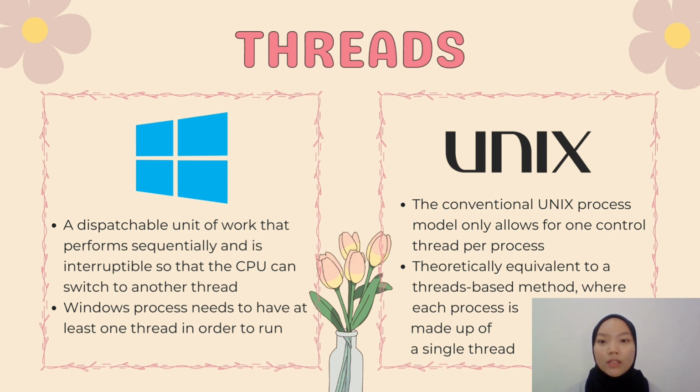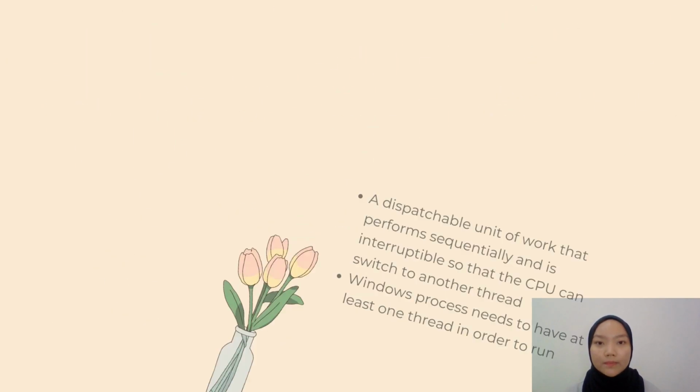On the other hand, the conventional Unix process model only allows for one thread of control per process. This is theoretically equivalent to a thread-based method where each process is made up of a single thread. When a program uses pthread, it starts off with just one process and one thread of control. The behavior the program displays while running should be the same as the behavior of the standard process until further threads of control are added.